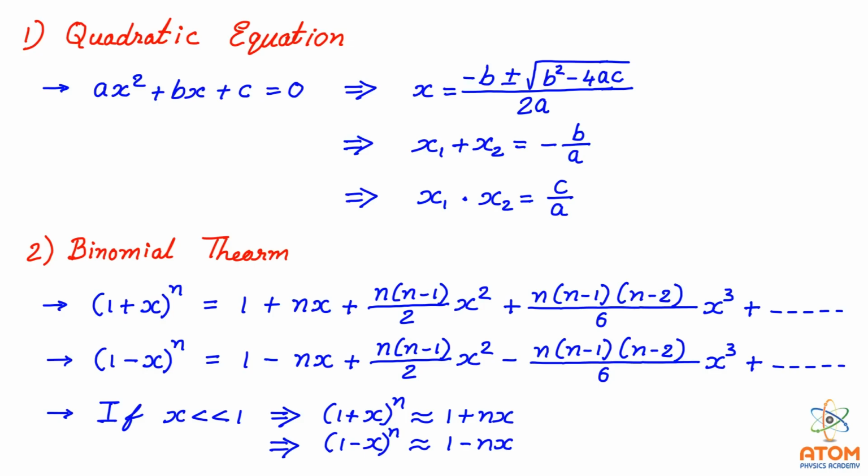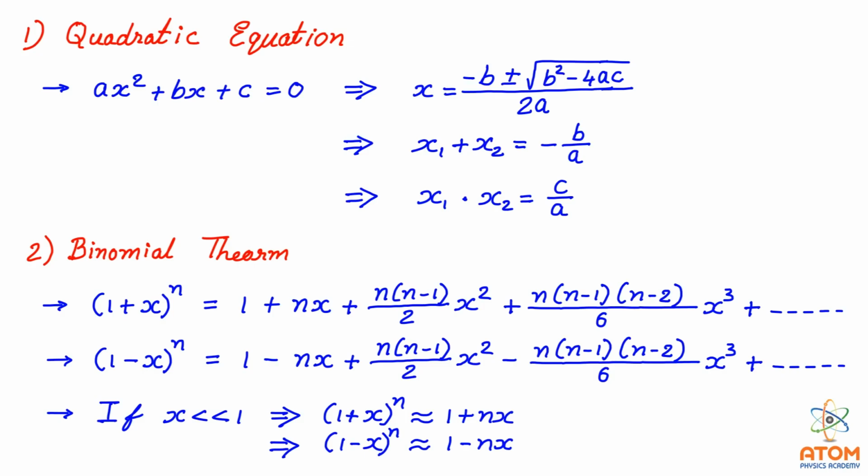Let us say the two values of x are x1 and x2, then x1 plus x2 will be equal to minus b upon a. Also, the multiplication of x1 and x2 will be equal to c upon a, where a, b, c are, as I said, these constant values.